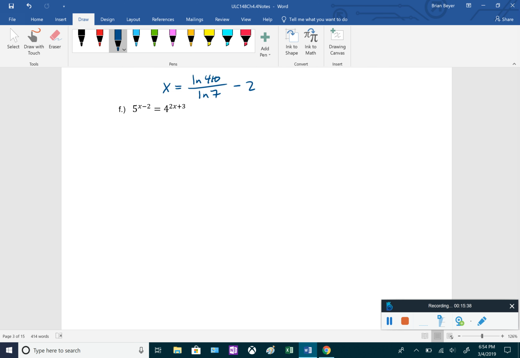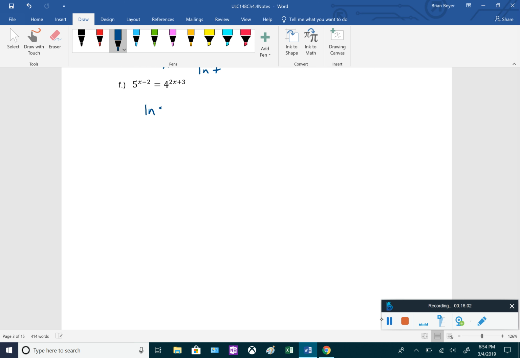Okay, next one gets a little bit harder here. It's going to look a lot different than what we've done. So we have 5 to the x minus 2 equals 4 to the 2x plus 3. So you can probably recognize that we have exponentials on both sides this time. So they're both isolated. There's nothing attached to them, so we can actually do the same method.